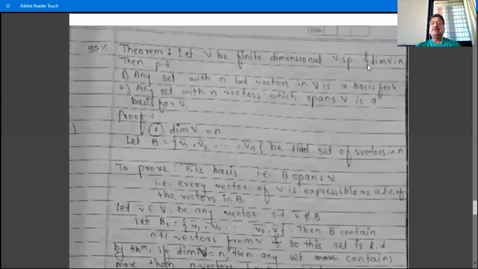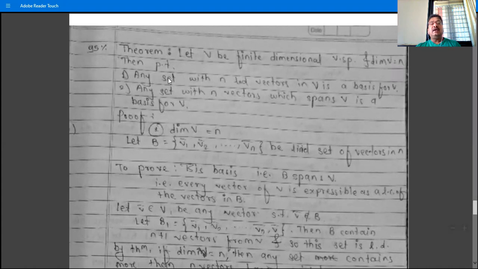So what is given? The dimension of V is n. Then what is the first theorem? That if a set is linearly independent and contains n vectors, then it is a basis for V. Actually, a set is a basis for V if the set is linearly independent and the set spans V. But this theorem says that if we know the dimension of the vector space, suppose the dimension of V is n, it means we know that the number of vectors in a basis is n. That is, a basis for V contains n vectors.